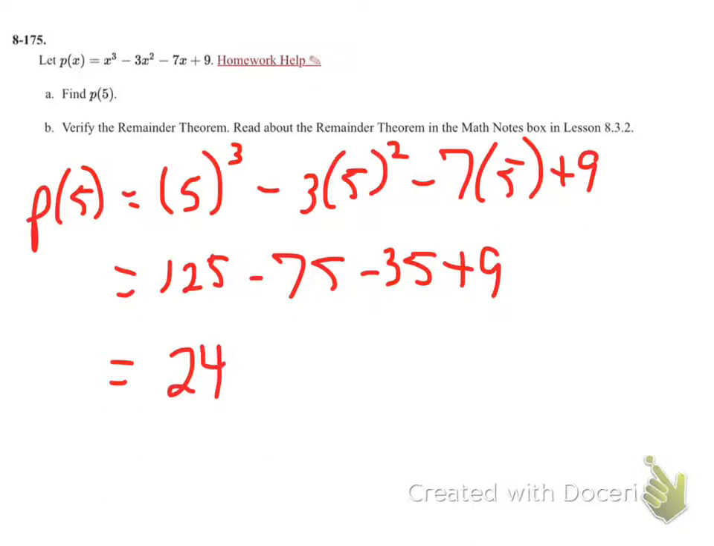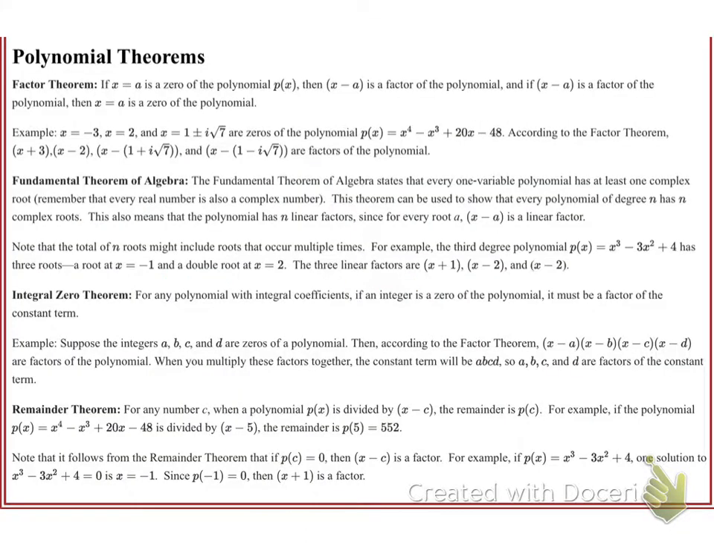The remainder theorem, if we take a look at that, says that anytime you do polynomial division and you're dividing by x minus c, the remainder is going to be P of c. So the example they give here is that if you take x minus 5, if that's what you're dividing by for this polynomial, the remainder is going to be the same thing as P of 5.